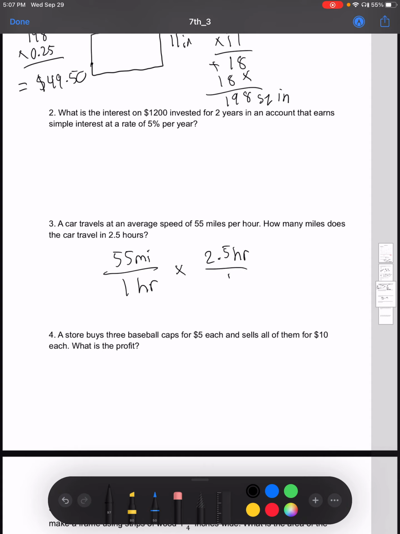Well, if we multiply these two together, we can cancel out the hours to just get miles, which is what we're looking for. 55 times 2.5 will end up getting us 137.5 miles. By canceling out our units, we can find out how far the car drives in 2.5 hours.